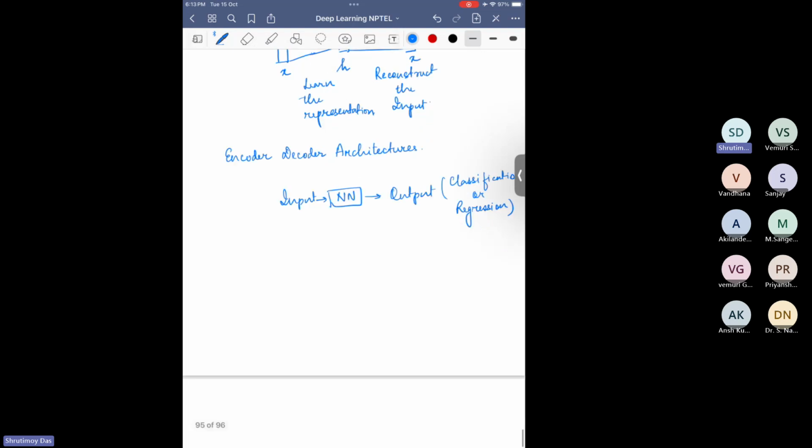But if you have some sequence to sequence type of input, let us say you have a question and you have an answer, you cannot use a simple neural network architecture, right? Suppose your question is something like, tell me about today's weather. That is a simple question. Tell me about today's weather.